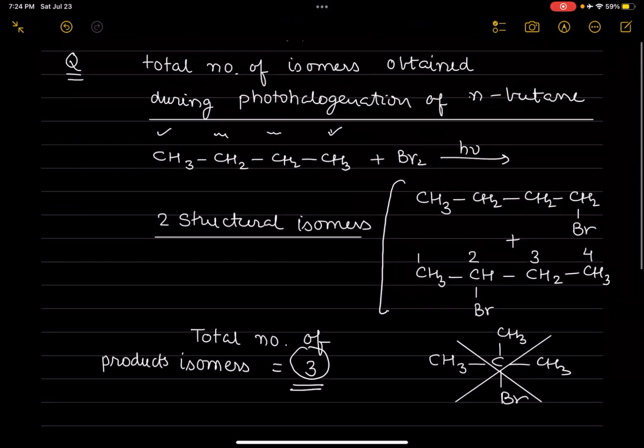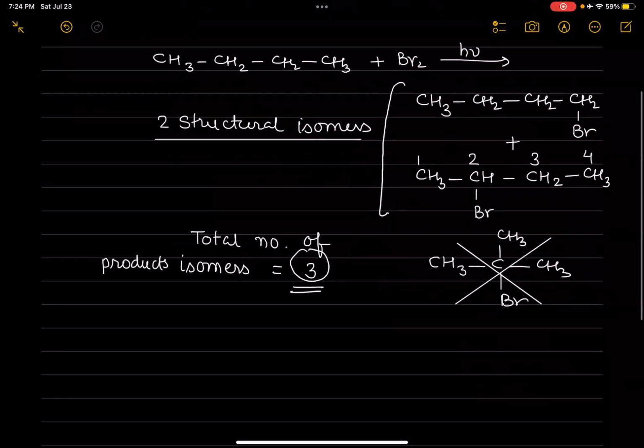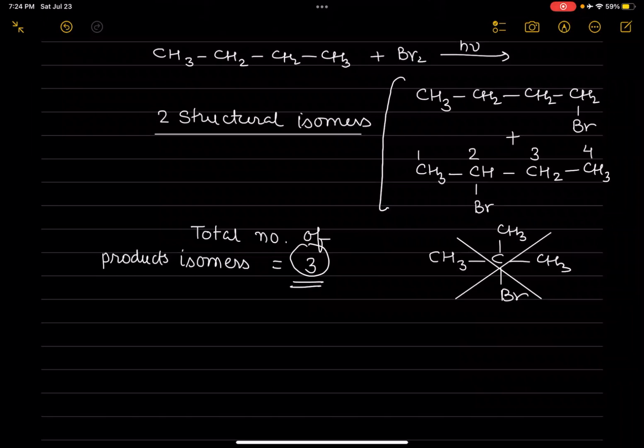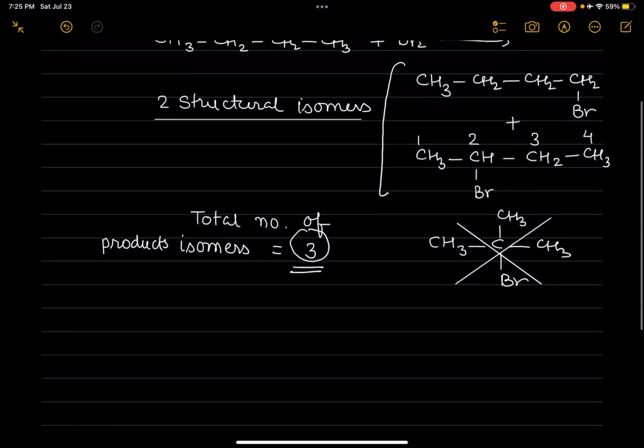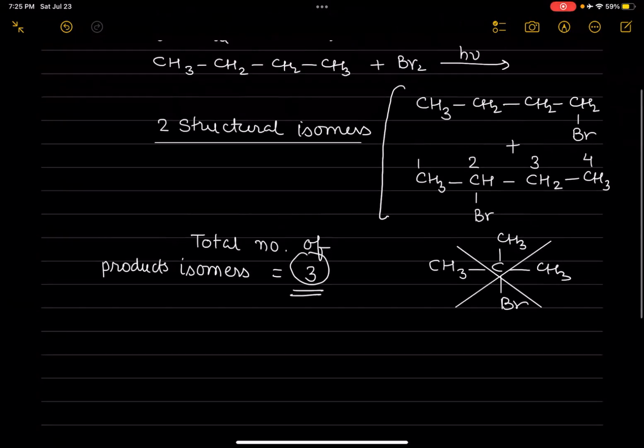Because 2-bromobutane has a chiral carbon atom. So the molecule 2-bromobutane and its mirror image, because it is chiral, its mirror image is going to be different. They will be different, right? And they will be known as enantiomers. Okay, clear? Yes, sir. So it will be different, right? So that's what you need to consider.